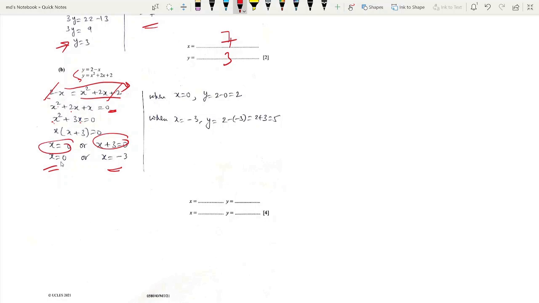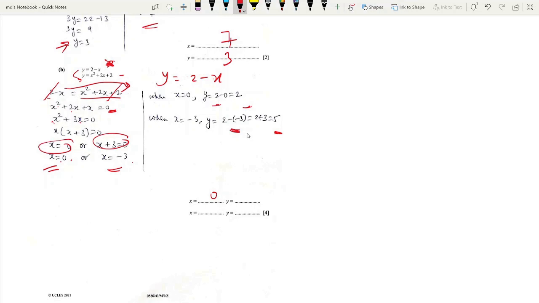Now you can put this x value either in this or in this, but of course we are smart, we will use here because the calculation will be simple, right? So y equals 2 minus x. When you put x equals 0 here, then 2 minus 0, which is 2. When you put x equals minus 3, then 2 minus of minus 3, which is 2 plus 3, which is 5. So when x is 0, y is 2.